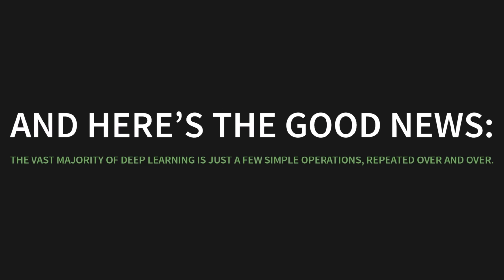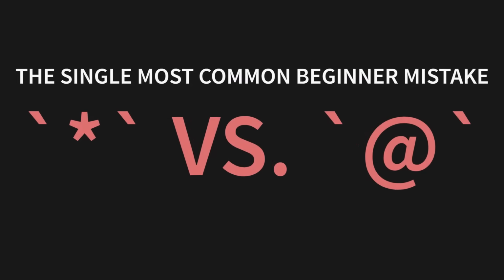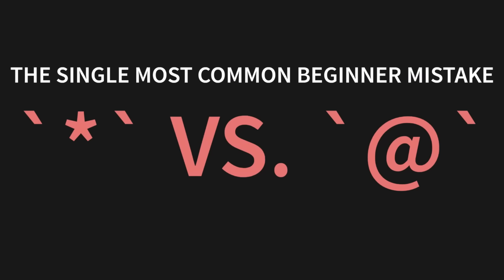And here's the good news. The vast majority of deep learning is just a few simple operations, repeated over and over and over again. Our goal here is to master these core verbs, especially the ones that trip up beginners the most. Let's tackle the single most common beginner mistake, the classic confusion between the star operator and the @ symbol operator.